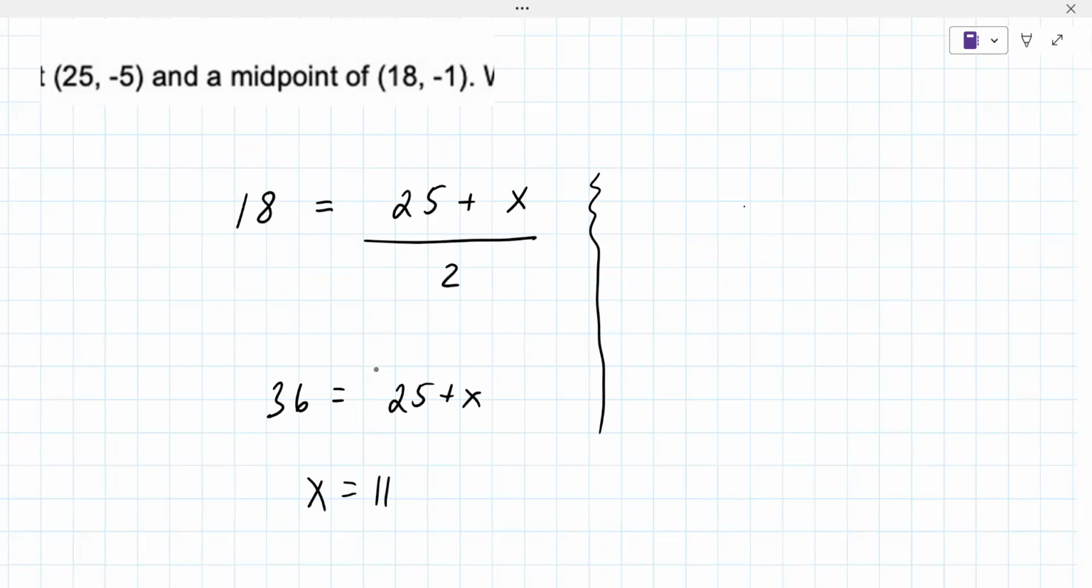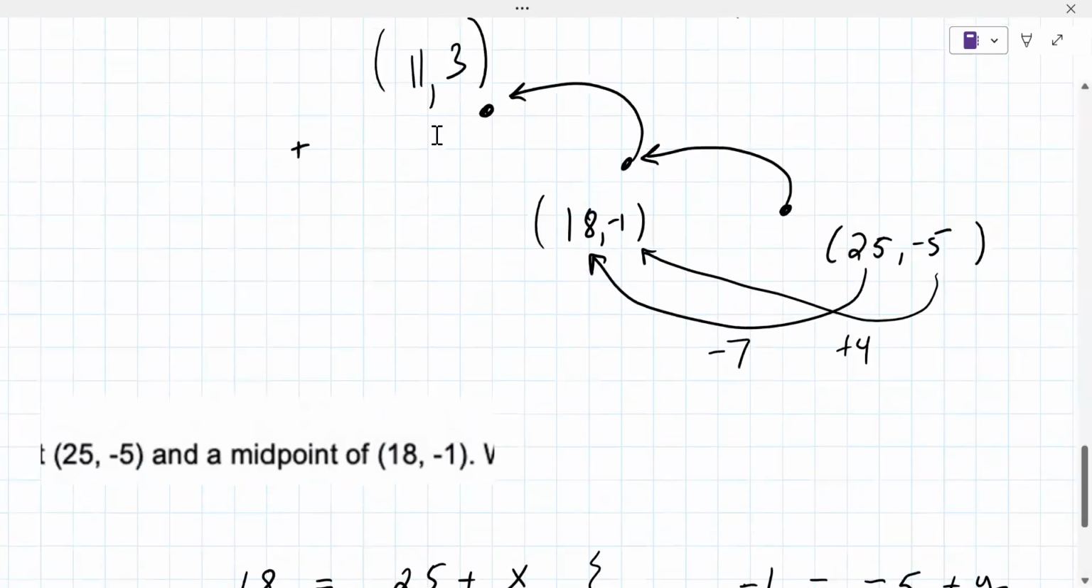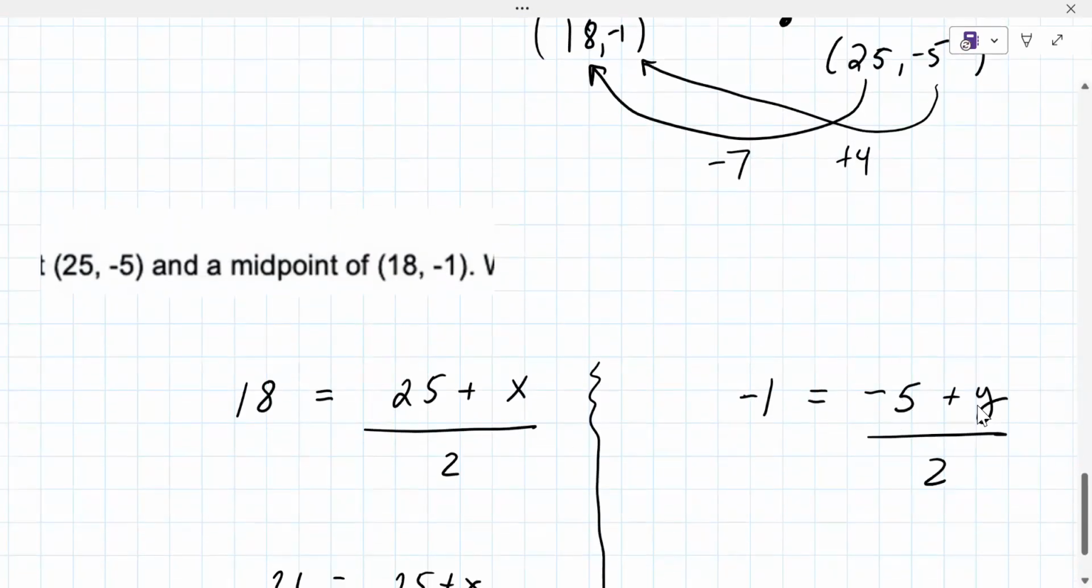Same thing applies to y. They're giving you the midpoint of y, and you know one of the y values is minus 5, plus the other y value, divided by 2. Now we know the answer. We know from the previous problem that the answer is 3. Is minus 5 plus 3 divided by 2 minus 1? It sure is.